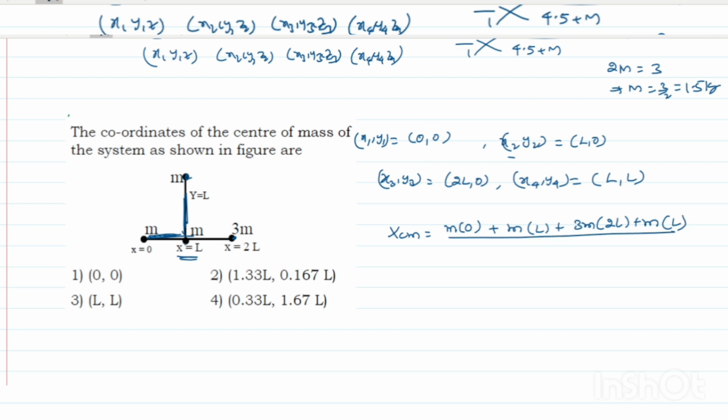All divided by m1 plus m2 plus m3 plus m4. Together the total will be 3 plus 1, 4, 5, 6, so 6m. The m will get cancelled. When simplifying, 3 twos are 6, 6 plus 2 is 8, so 8mL by 6m, m gets cancelled, 2 fours are 8, 2 threes are 6, so we get 4 by 3. So we get 4 by 3 L, which is equivalent to 1.33L. This will be the XCM value.